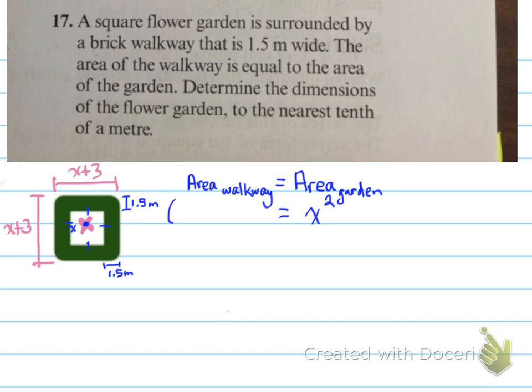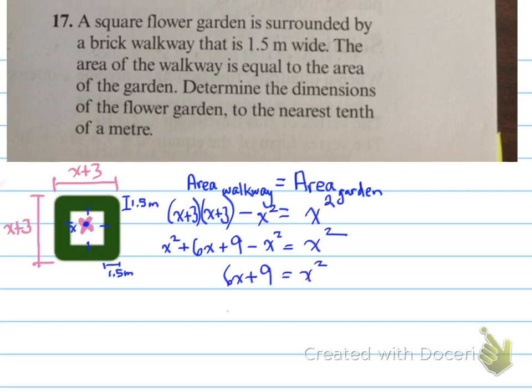Well, we have to take the area of the walkway and the garden put together, which is x plus 3 all squared, or x plus 3 times x plus 3, and we have to subtract the garden, the x squared. What that will give us is x squared plus 6x plus 9 minus x squared is equal to x squared. Collecting like terms will give us 6x plus 9 is equal to x squared. Move everything to the side where x squared is positive. We will get 0 equals x squared minus 6x minus 9.